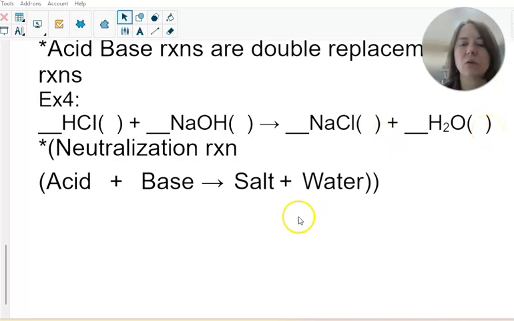And just a quick thing to say about the salt does not have to be sodium chloride. If this was hydrogen fluoride, it would be sodium fluoride. So salts are just an anion from an acid and a cation from a base. That is a salt, and it will dissolve in water.